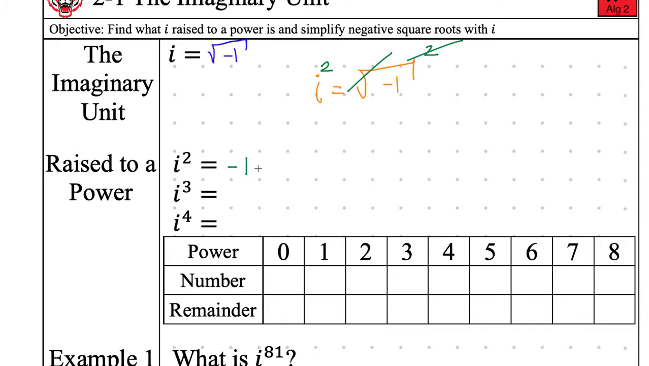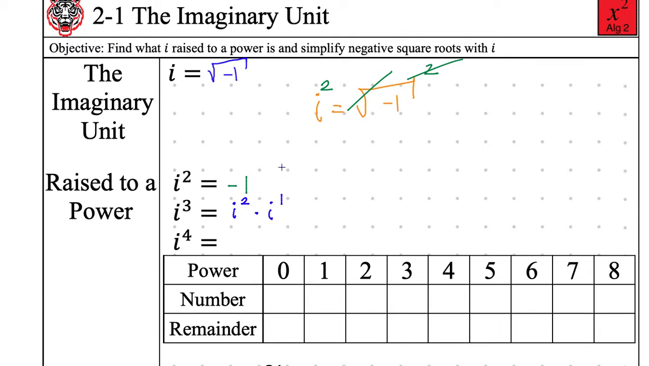i to the power of 3. I'm going to write this as i to the power of 2 times i to the power of 1. Everyone write that out as well. I am allowed to do that. That is a rule of exponents. I'm really just adding the exponents.